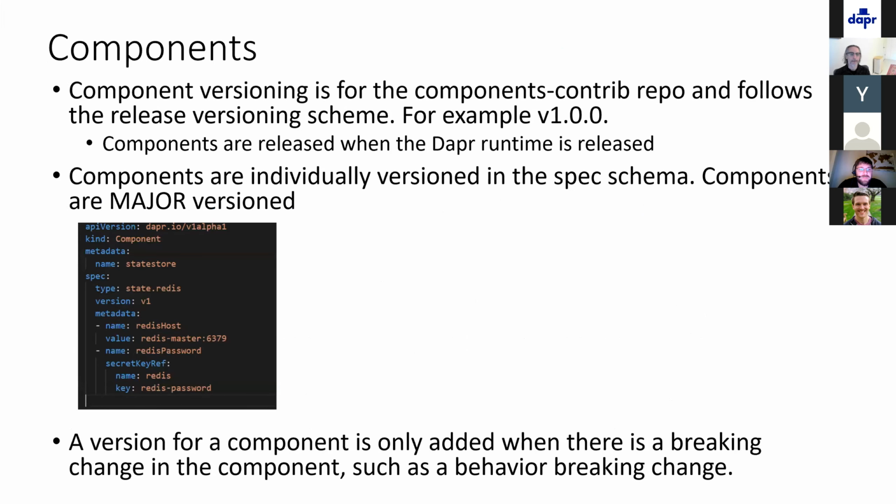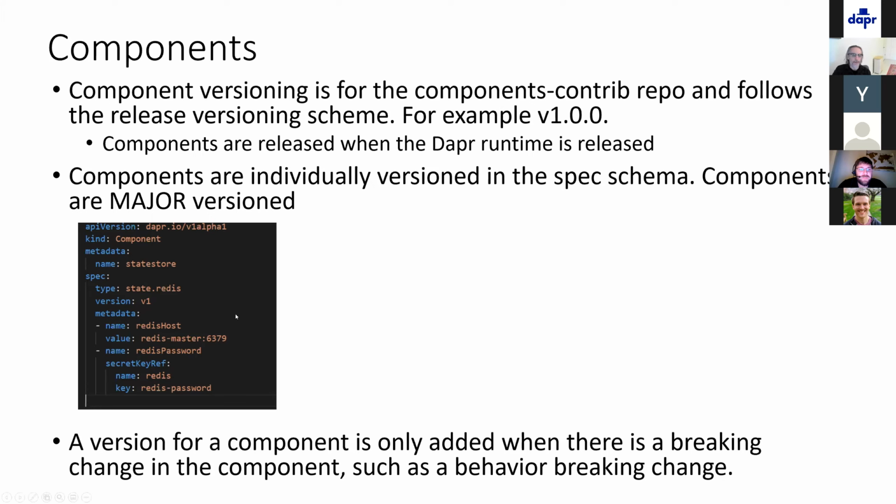Component versioning. We've had some great contributions for components. The component contrib repo, just so we understand, is versioned according to the release version of the whole runtime. So all the components get released at the same time as the runtime is released. But each one of the individual components themselves are versioned. And those are versioned just on a major version.